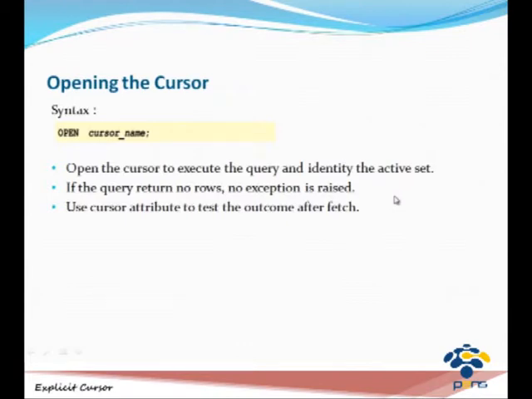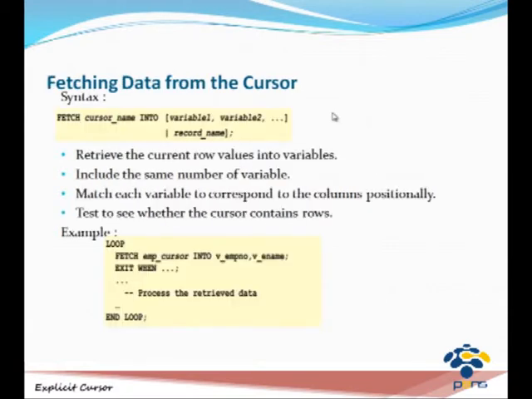Opening the cursor, the syntax is shown in the picture. Open the cursor to execute the query and identify the active set. If the query returns no rows, no exception is raised. Use cursor attributes to test the outcome after fetching data from the cursor. Syntax is shown in the picture.